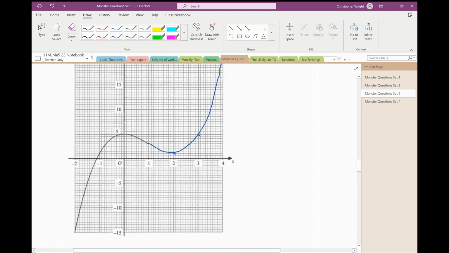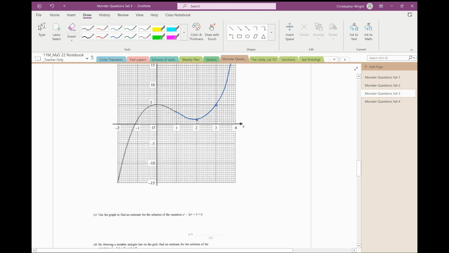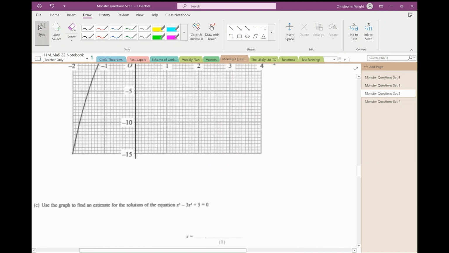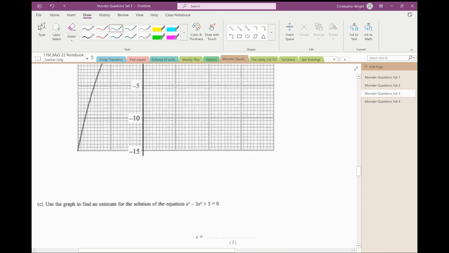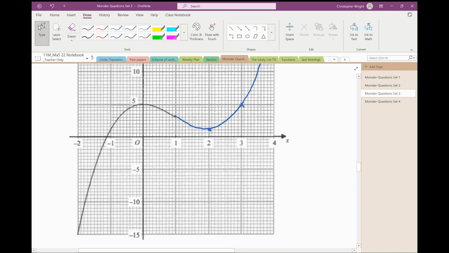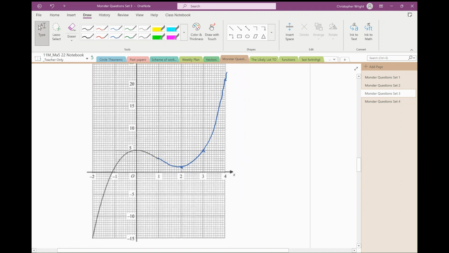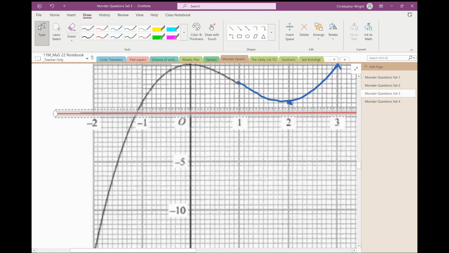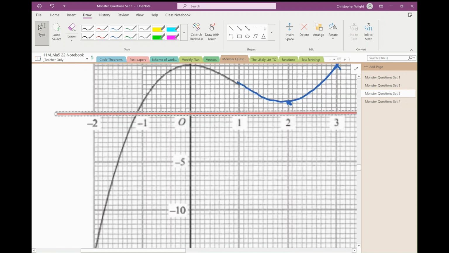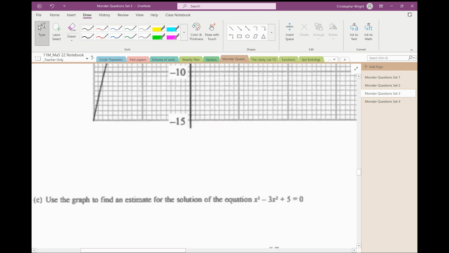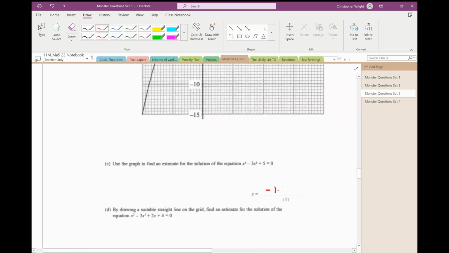All right. Okay, good. Right, use the graph to find an estimate for the solution to the equation x cubed minus 3x squared plus 5 equals 0. So I need to find what x values make the function equal to 0. Well, clearly it's going to be the x values that give me a y of 0. So there's only going to be one solution, and it's here. And that looks to me as if it is minus 1.1. So my answer here is minus 1.1.